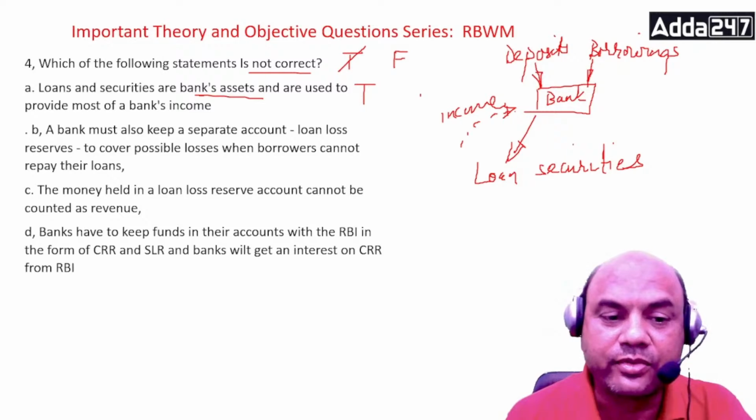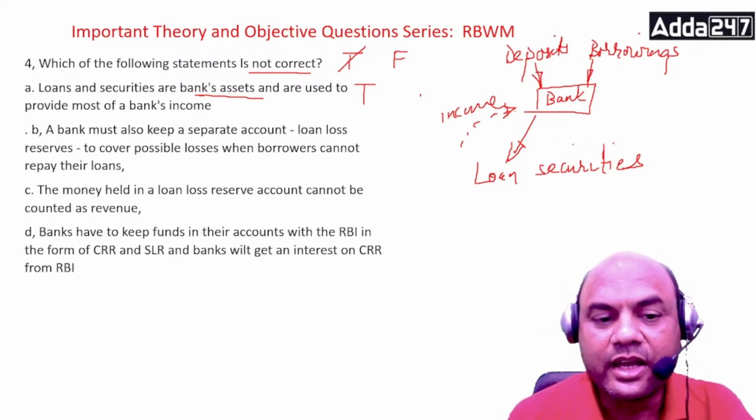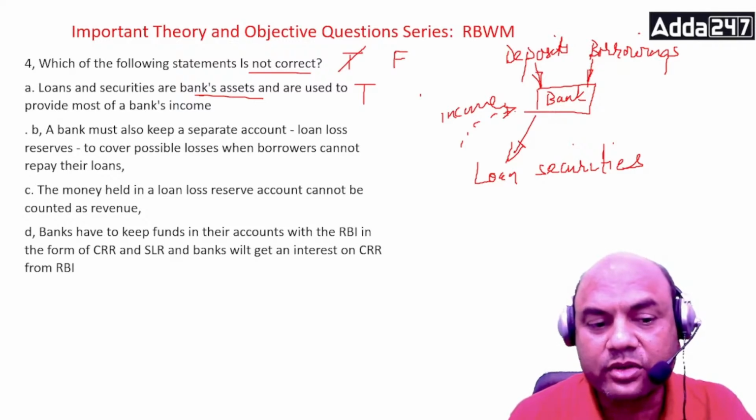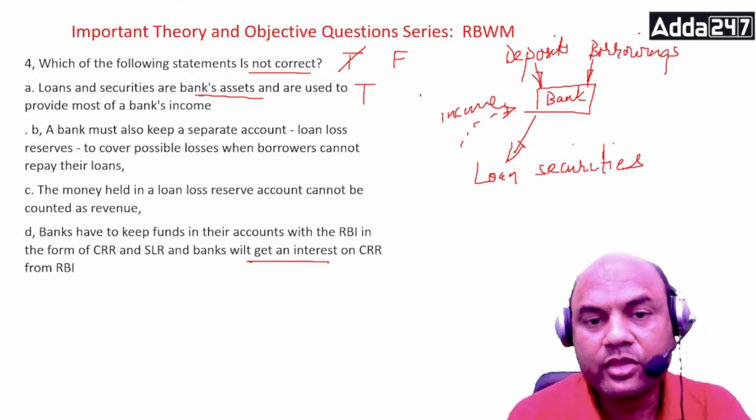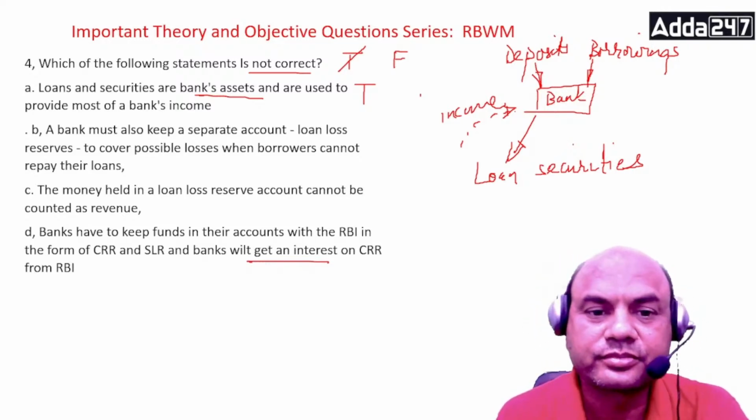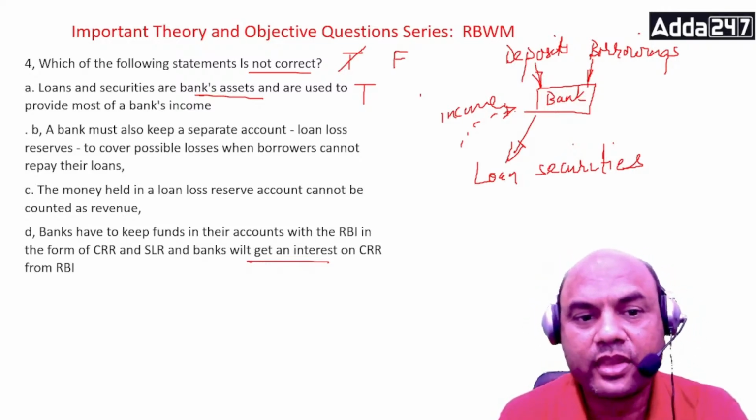Bank has to keep the funds in the accounts with RBI in form of CRR and SLR, and banks will get interest on CRR from RBI. So banks will get interest. So which of them is false? Yes. Which of them is false?